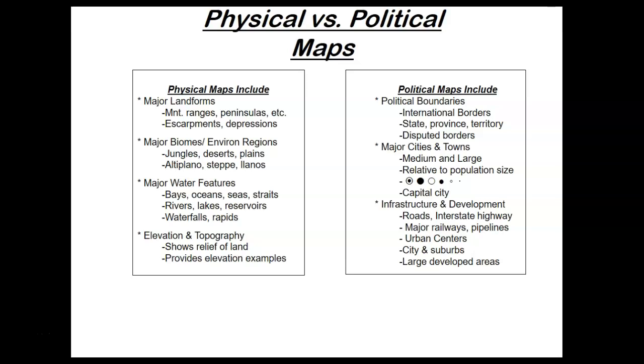You're not making one of these. Political maps include political boundaries, major cities and towns, where there are roads and suburbs and railways, and the outline of where there's states. And you are not going to include this political information, although we would like it in your notes of what is included in a political map.